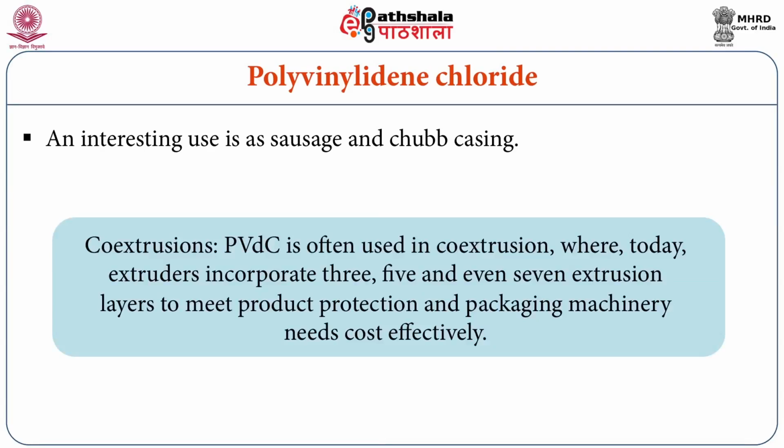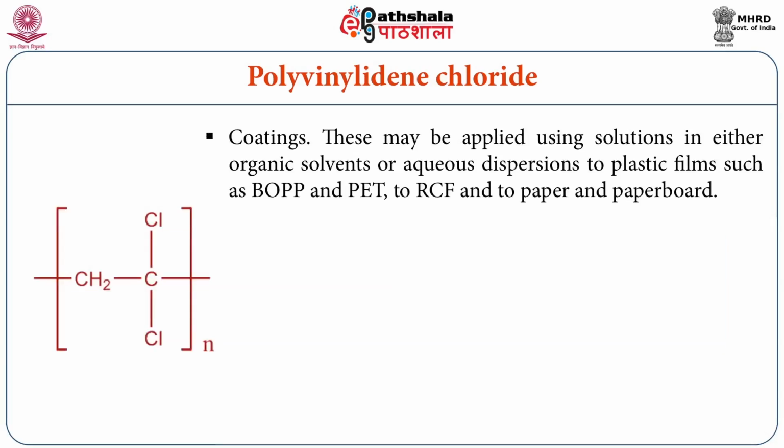PVDC is often used in co-extrusion, where today extruders incorporate 3, 5 or even 7 extrusion layers to meet product protection and packaging machinery needs cost effectively. It can also be used as a coating, in either organic solvents or aqueous dispersions, to plastic films such as BOPP and PET, to RCF and to paper and paperboard.